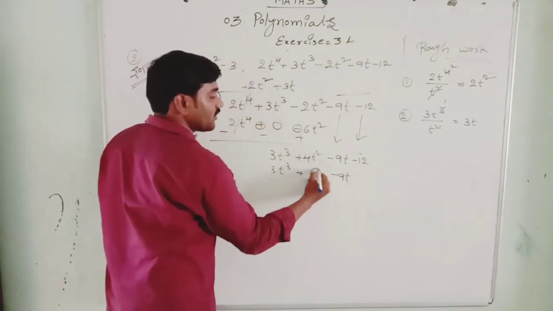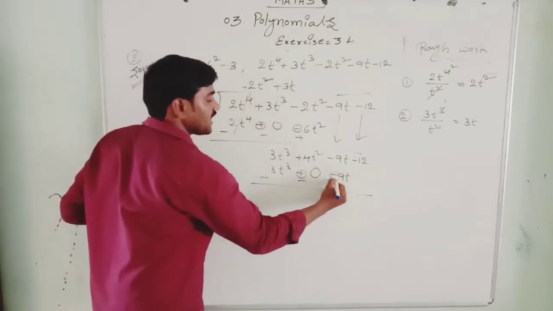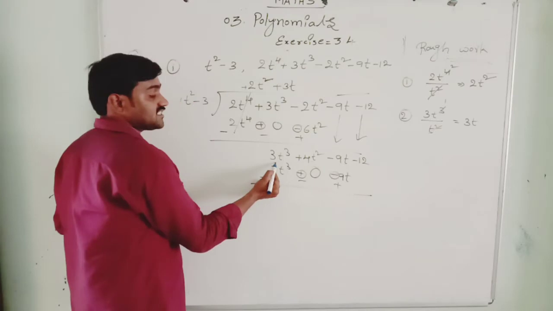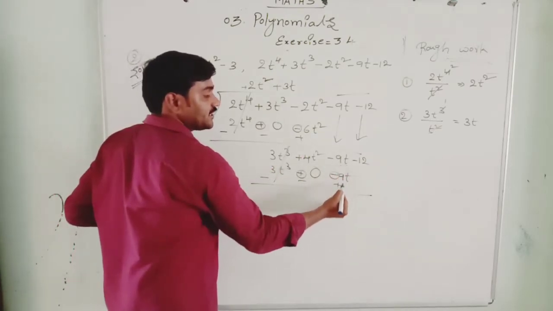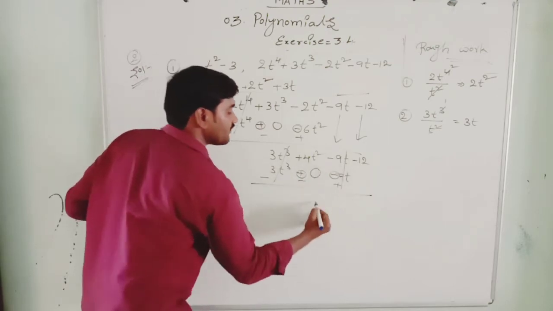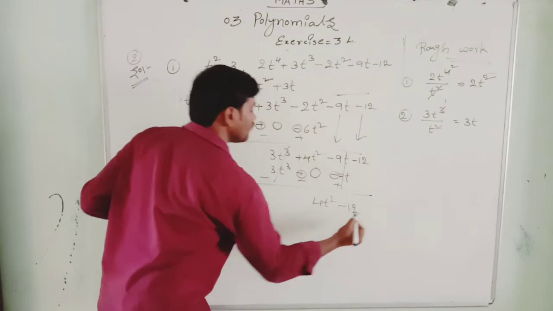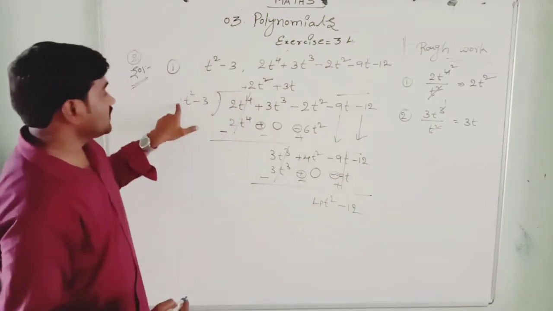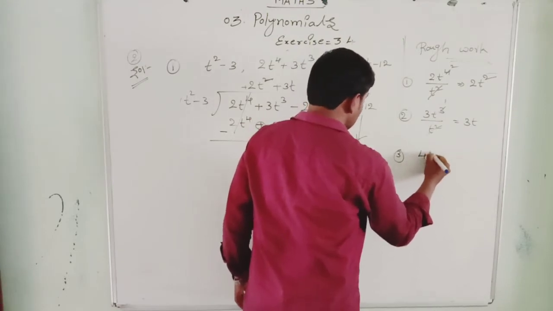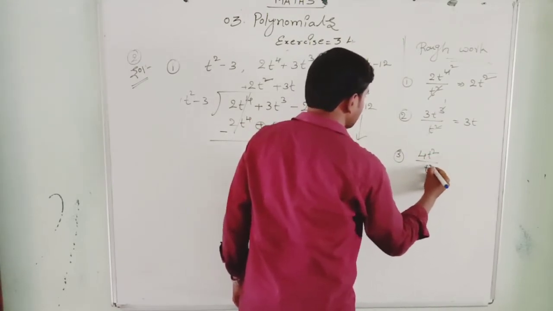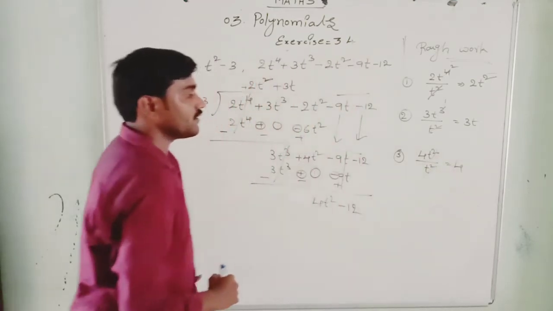Again the t square value we got is 0, we'll put it like that only. Now the signs change. Plus 3t cube minus 3t cube cancelled. Here minus 9t plus 9t cancelled. What is left here? 4t square minus 12. Again we can do the division. See, t square and t square both have the same degree. So 4t square by t square, the t square cancels and we got 4.